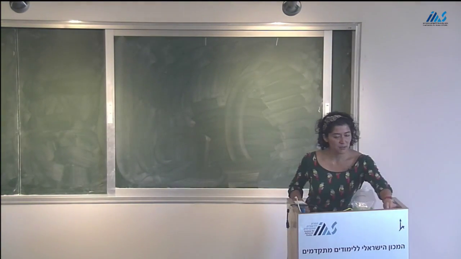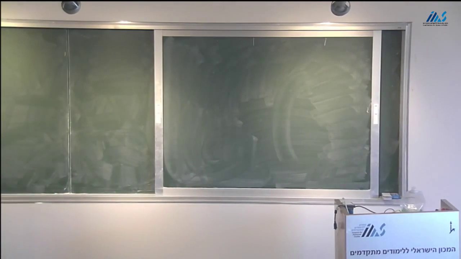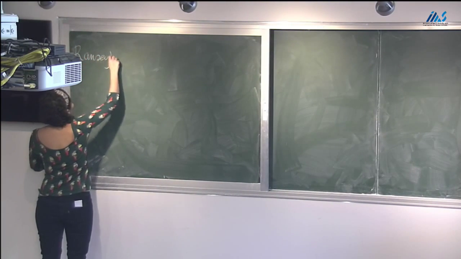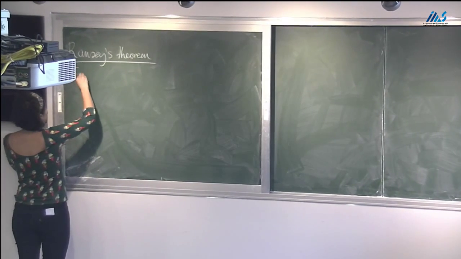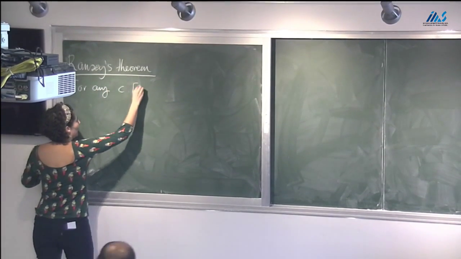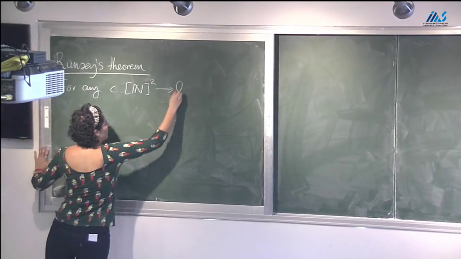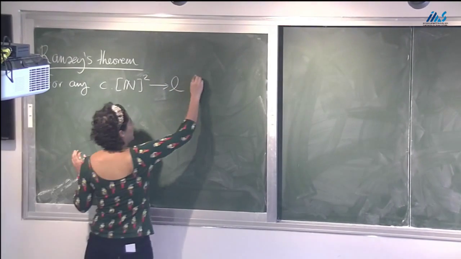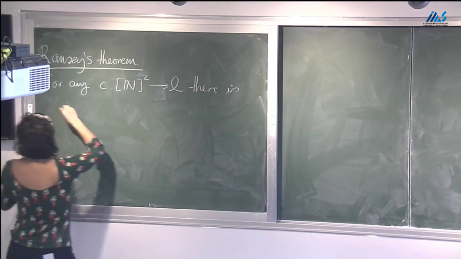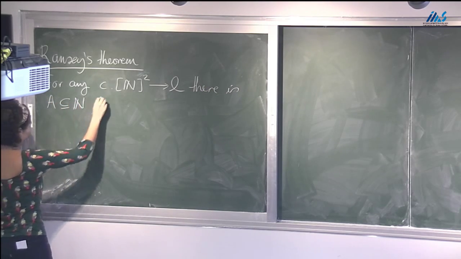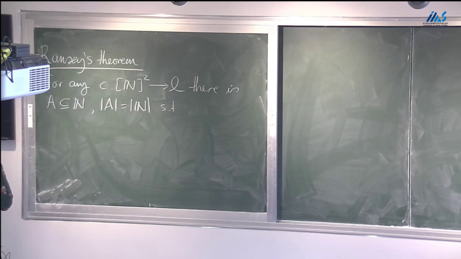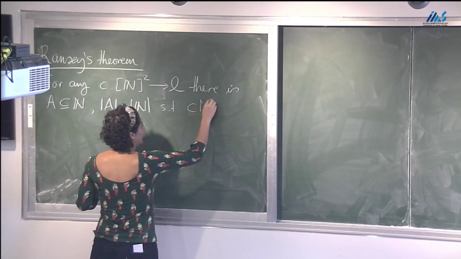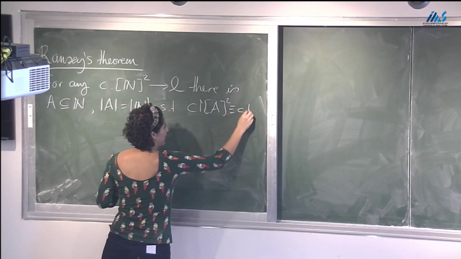So we will talk about topological partition relations. Let me first start by reminding you what Ramsey's theorem says. It says that whenever we have a coloring of pairs of naturals into finitely many colors, we can find some infinite subset A of the naturals such that A is monochromatic. So if we restrict the coloring to the pairs of A, this is constant.